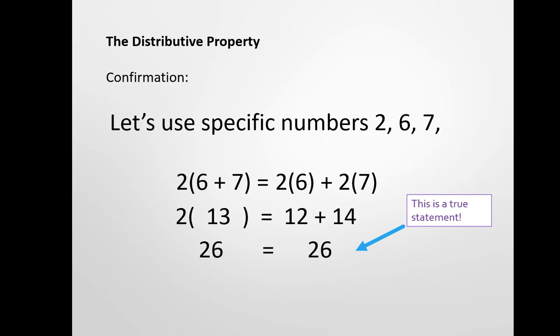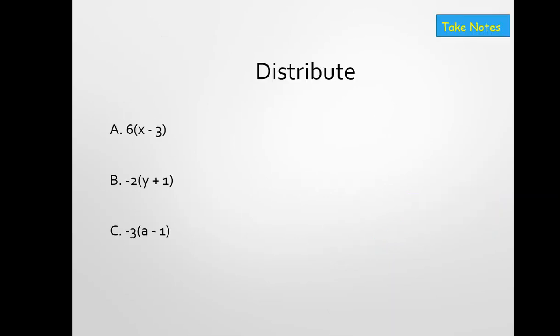Okay, that's a true statement, okay? And that gives us some confidence that we can use the distributive property, right? Now, we can't test that for every single number because there's an uncountable number of numbers, okay? But if we throw a few examples at it, we can gain some confidence in it, okay?